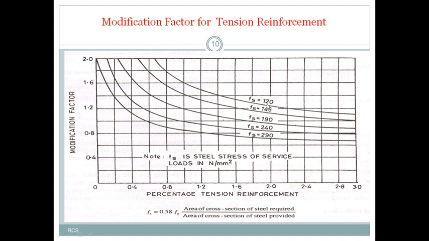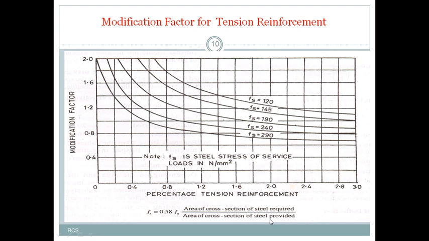For calculating that Fs value and the percentage of tensile reinforcement, from that we can calculate what the modification factor is. So let's say we want to calculate the stress in steel under service load, that is Fs equal to 0.58 Fy. You know Fy is the given yield strength of the steel, and the area of cross section of steel required and area of cross section of steel provided.